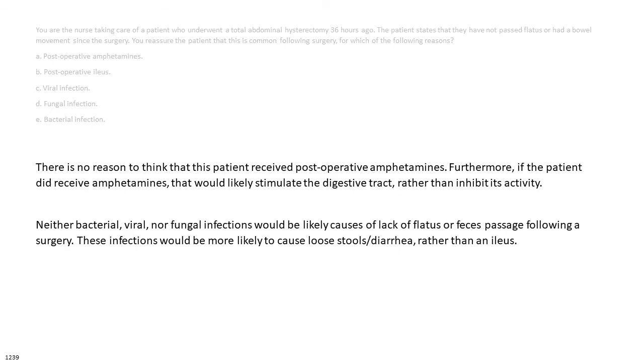There is no reason to think that this patient received postoperative amphetamines. Furthermore, if the patient did receive amphetamines, that would likely stimulate the digestive tract, rather than inhibit its activity. Neither bacterial, viral, nor fungal infections would be likely causes of lack of flatus or feces passage following a surgery. These infections would be more likely to cause loose stools, diarrhea, rather than an ILS.